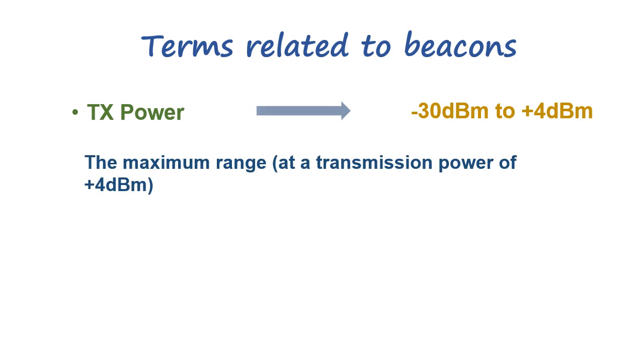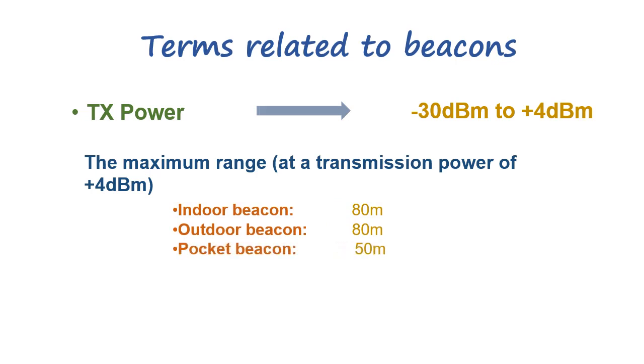The maximum range of an indoor beacon is 80 meters, and the outdoor beacon has the same range. On the other hand, the maximum range of a pocket beacon is 50 meters, and the maximum range of a keychain beacon is 25 meters, but the long-range beacon has the highest range. The maximum range of a long-range beacon is 300 meters.